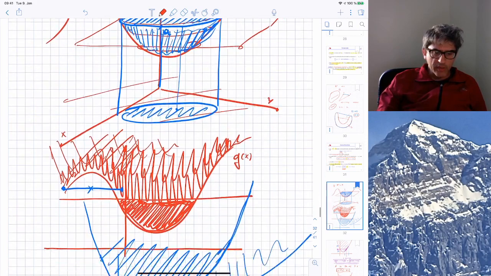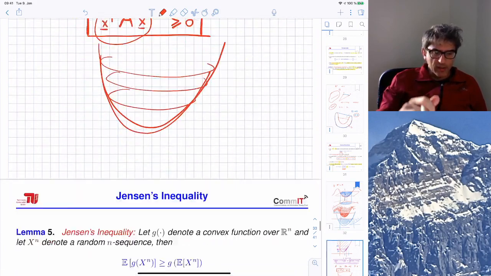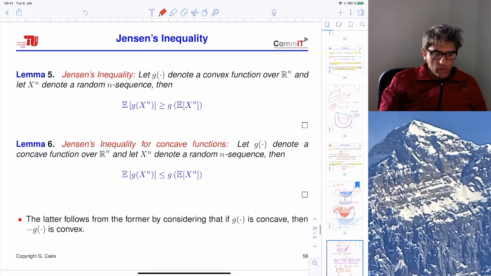And this is useful to get bounds, and in particular, this property stated in terms of expectation is the famous Jensen's inequality, which we will use a few times in this course. Jensen's inequality says the following.